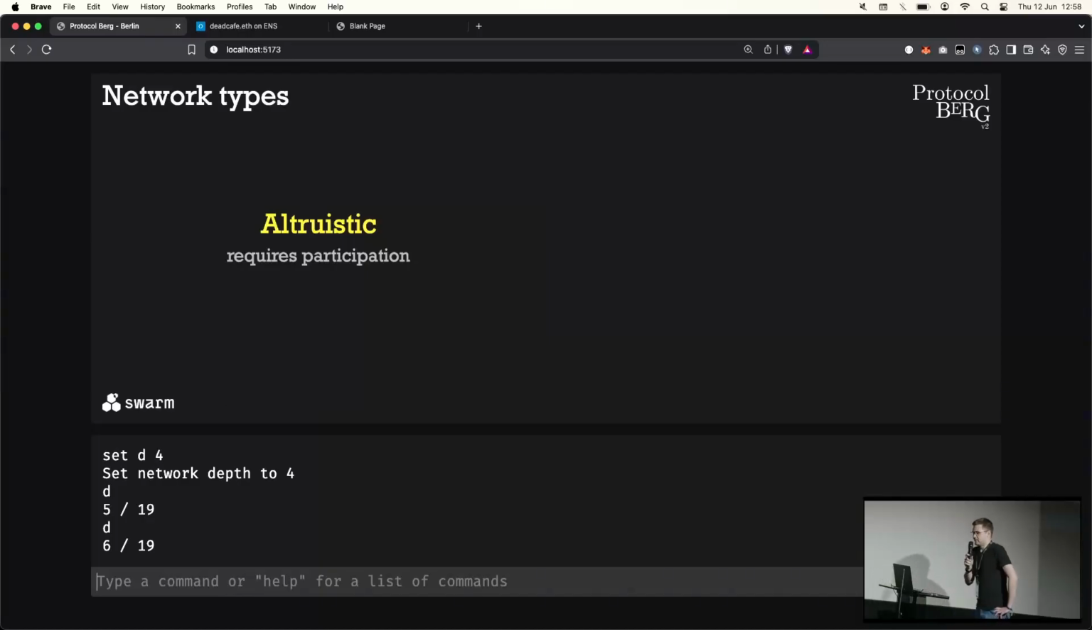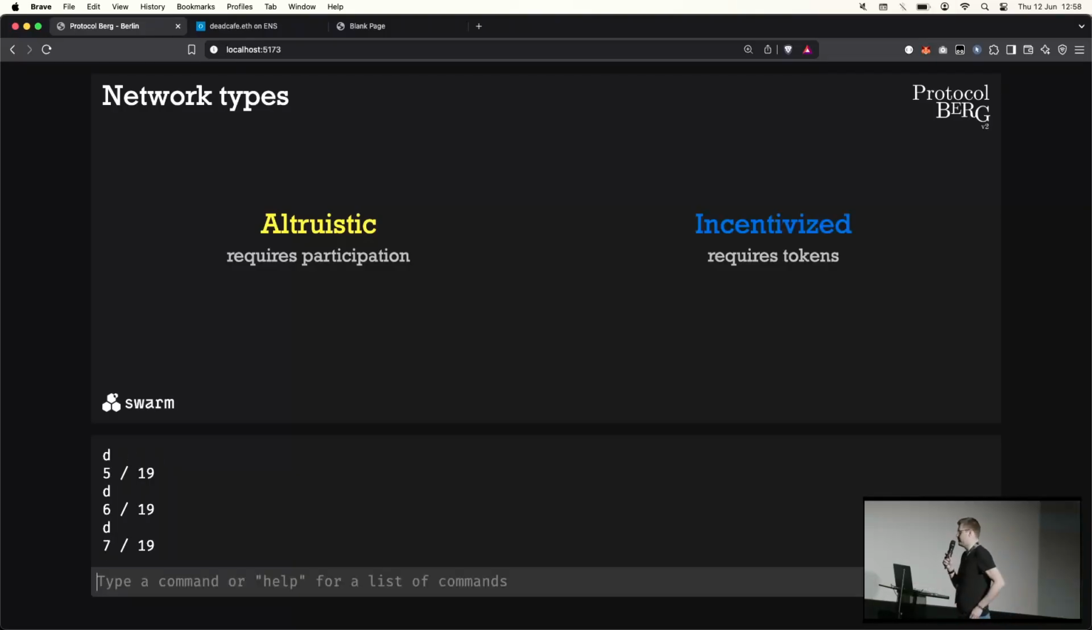There are 2 network types. The first one is the altruistic network. Those are free to use. If you want to make sure that your data stays alive in an altruistic network, you will need to participate in that network. And for example, pin your content locally.